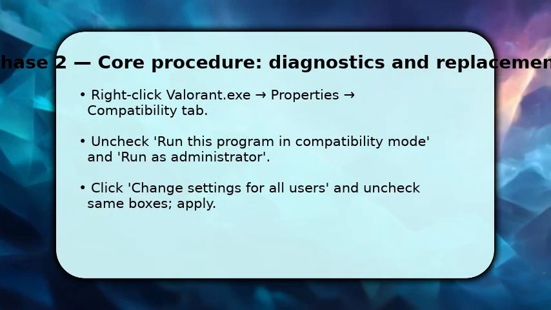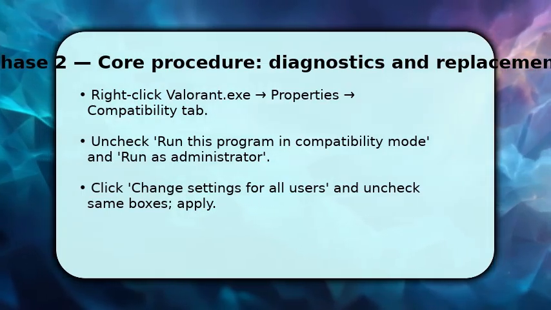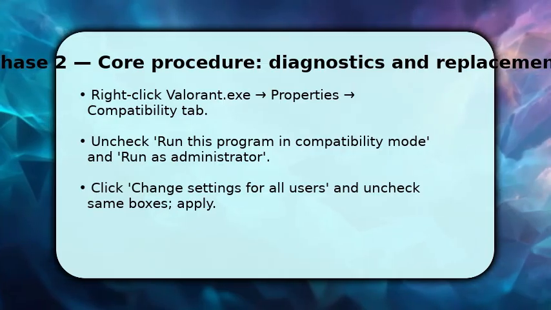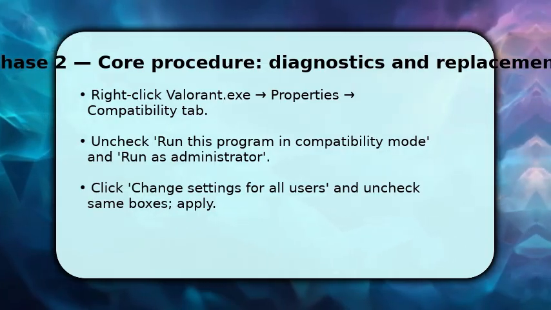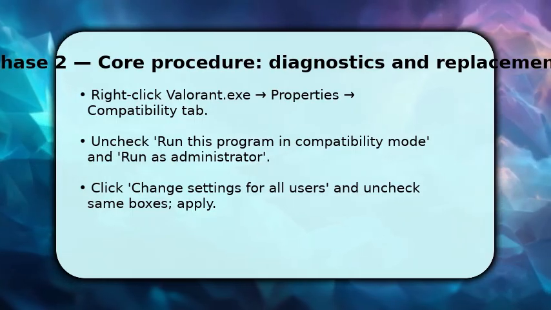Next, right-click Valorant.exe and open Properties, then the Compatibility tab. Uncheck Run this program in compatibility mode, select None. Also uncheck Run this program as an administrator if set. Valorant usually handles elevation via the client.